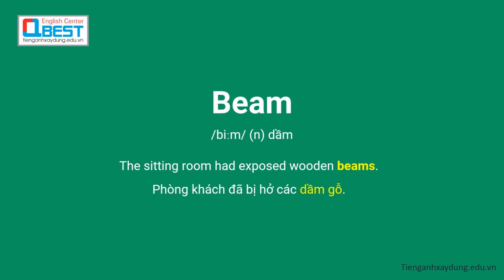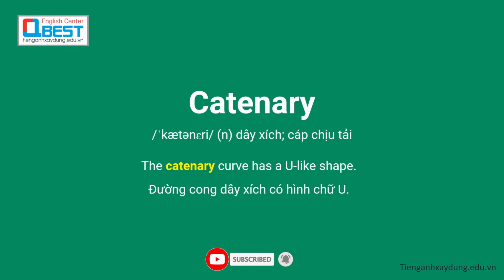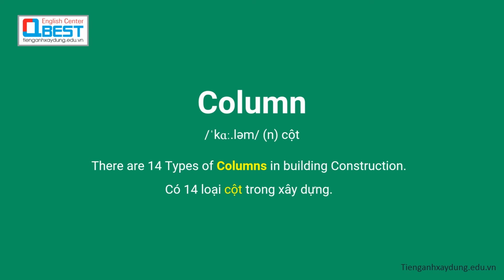Beam. The sitting room had exposed wooden beams. Catenary. The catenary curve has a U-like shape. Column. There are 14 types of columns in building construction.